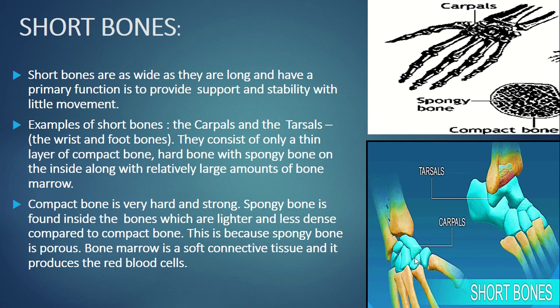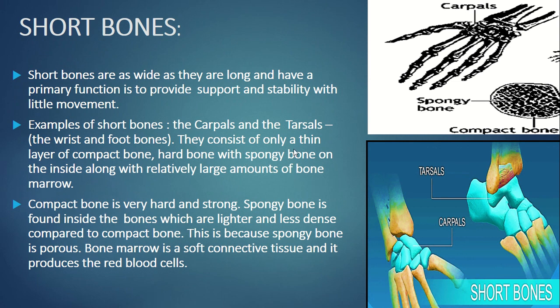Here you can see in the hand these carpal bones. These are the carpal bones. In the legs, these are the tarsal bones. These are the tarsal small bones. They are very small, but they are very wide. The breadth is very big. So that is being mentioned.